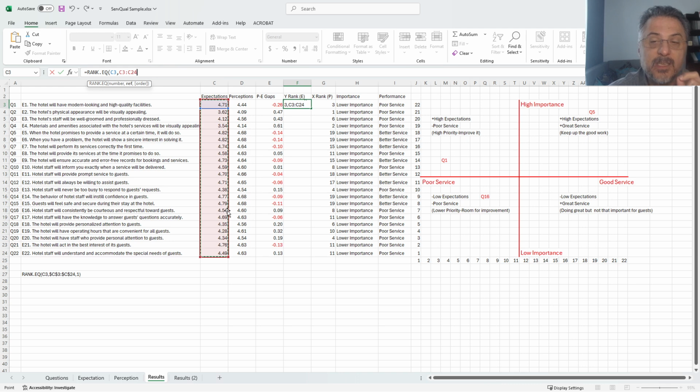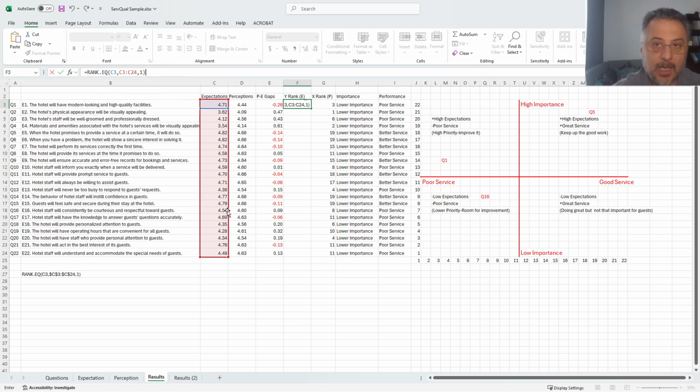What we are trying to say here is, I want you to look at the value, in this case C3, and look at all the values in there and rank among them. Okay? And the last one, after the comma, is whether you want descending or ascending order. We want ascending order.